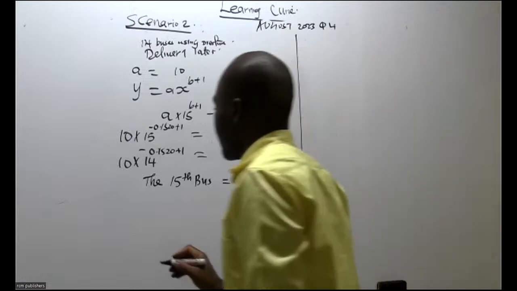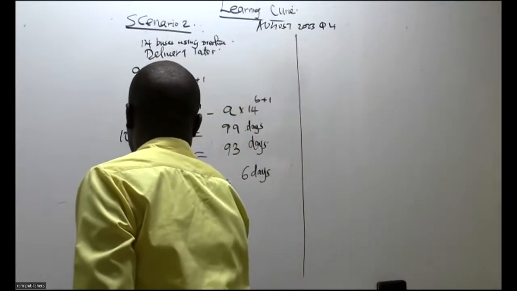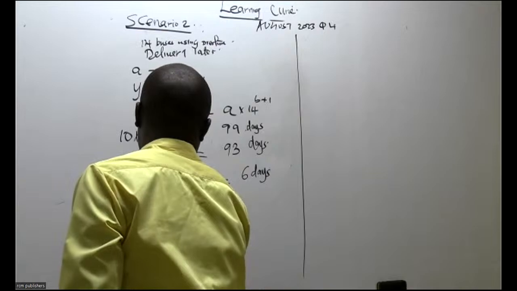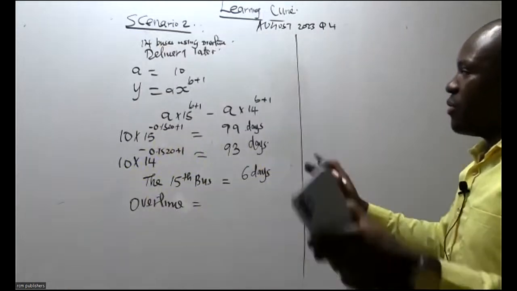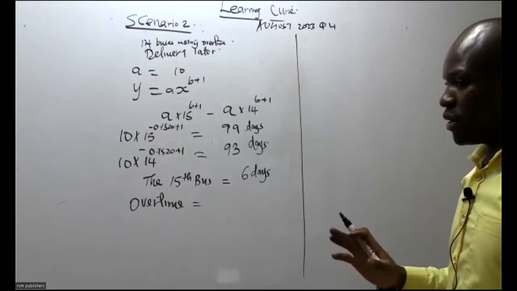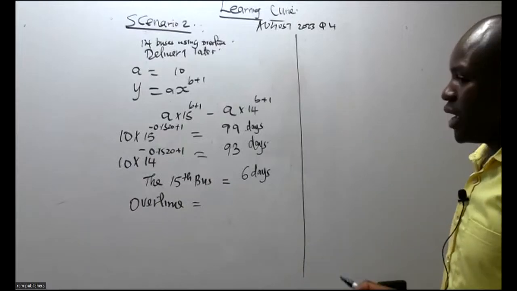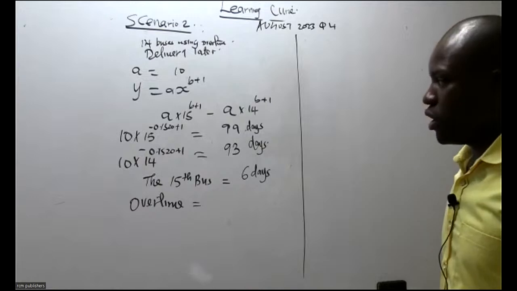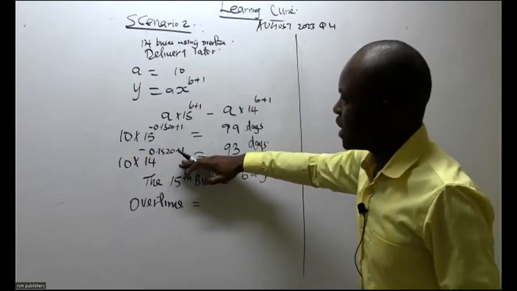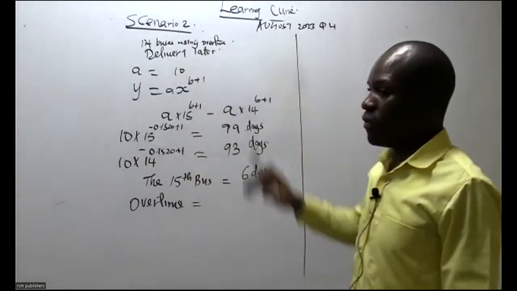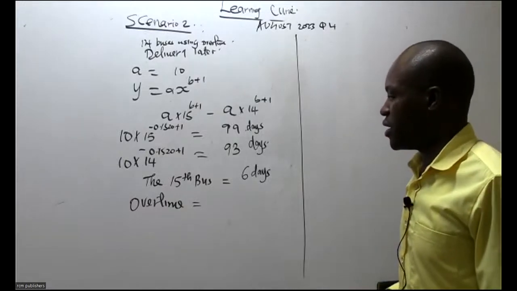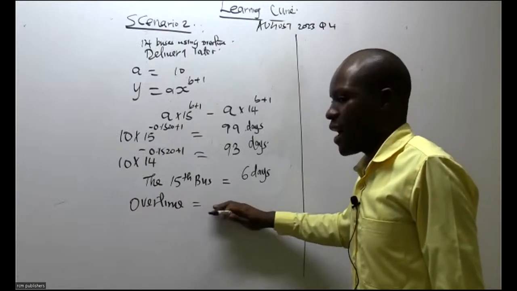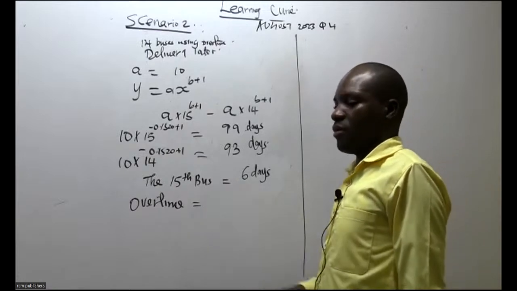Good. Having done that, overtime, how much is it? Someone to help me get overtime. In a normal working week, or normal working time or days, should be 92. But for you to produce the 14 buses by use of overtime, you've taken 93 days. My question is, how many days are there under overtime?